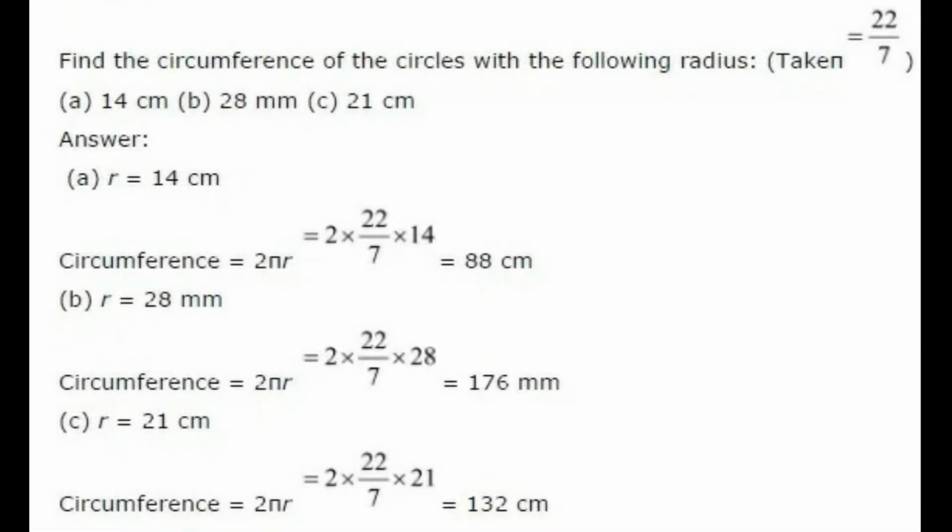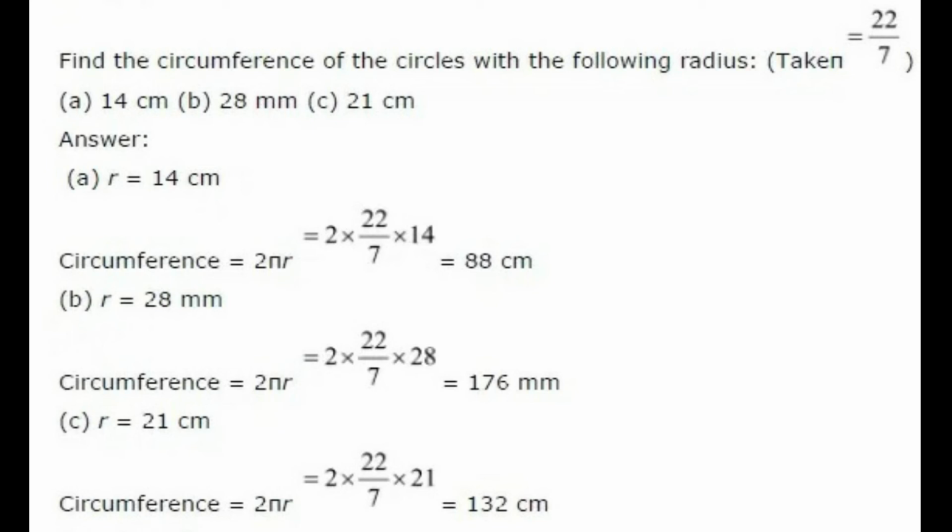And coming to the sum of circle, find the circumference of the circle with the following radius. The circumference and the perimeter are basically the same. The difference is that we use the term perimeter in case of squares and rectangles, but we don't use this term in case of circle. We use the term circumference in case of circle.